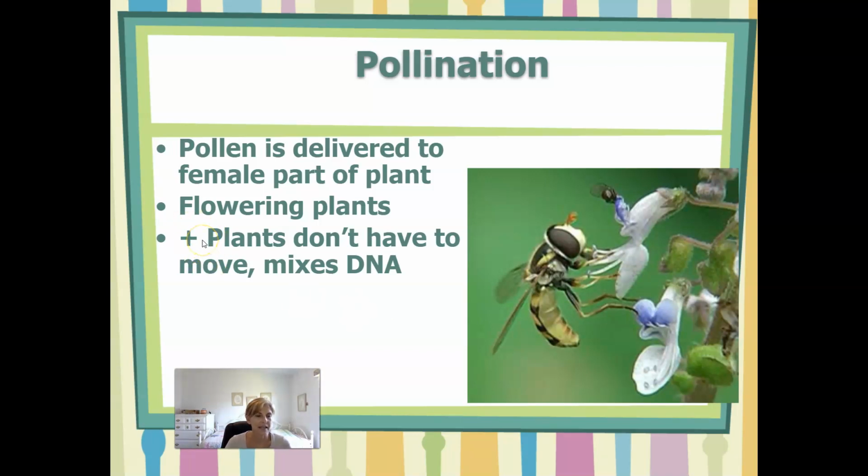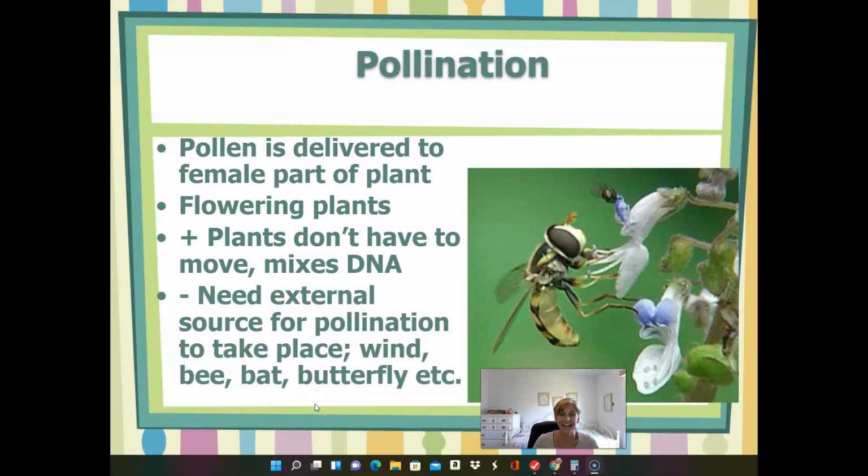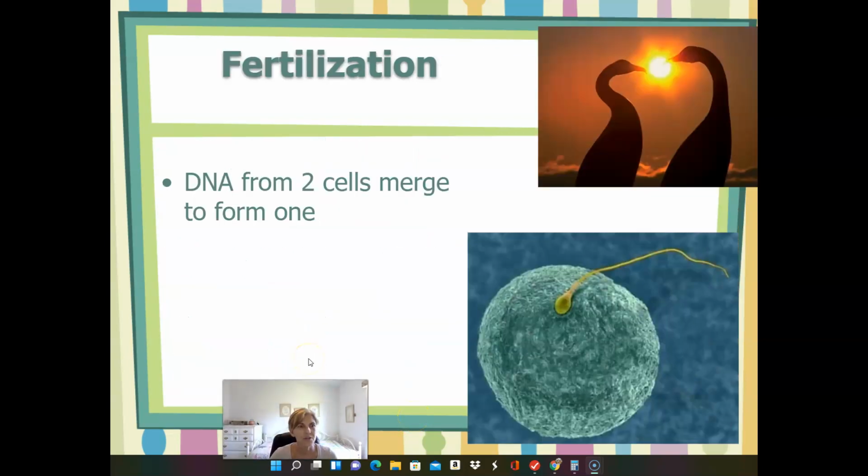Plus, as I'm looking at pros and cons. The positive to this is that the plant doesn't have to move about and it can still mix DNA, creating variation. The negative to this, the con, would be that you need an external source for pollination. You need a wind, a butterfly, a bat, a bee, some sort of organism that will transfer the pollen for the plant. And then fertilization, we're familiar with.